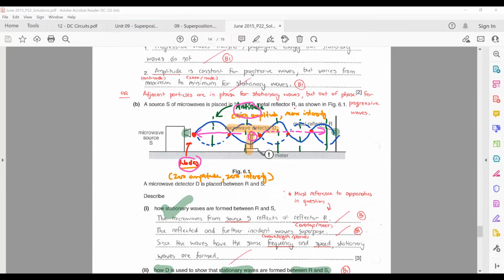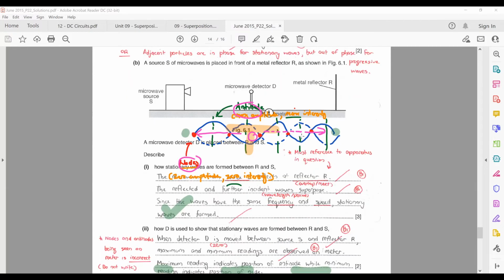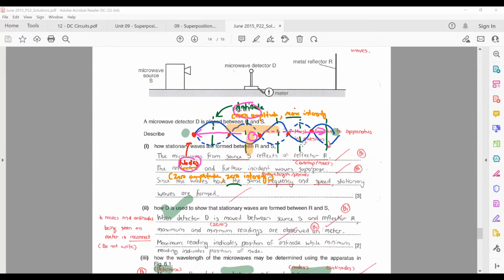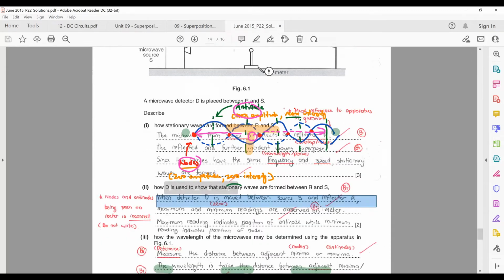So from your detector, you ought to be detecting something like max intensity and 0 intensity alternating with each other. Okay, so you see that you have maximum intensity and 0 intensity or minimum intensity alternating with each other. That will tell you that you have stationary waves formed because you are hitting the nodes and antinodes. All right, so you will say that when detector D is moved between source S and the reflector, you will detect maximum and minimum readings on the meter.